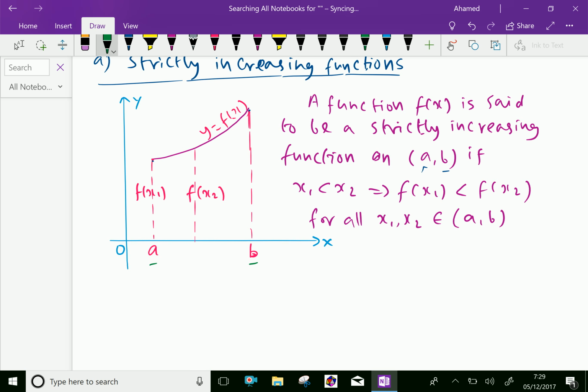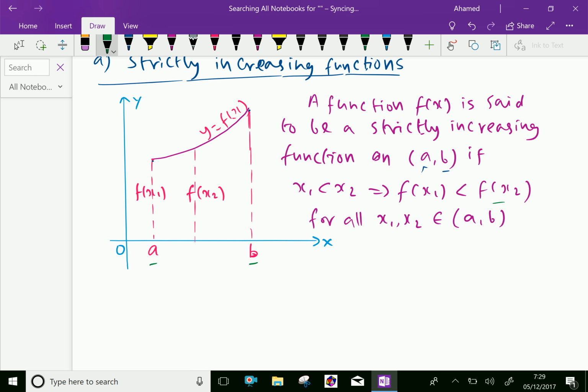In between, we are taking values of x1 and x2, x3, like a lot of values you can take. In that, suppose x1 is lesser than x2, then substitute these values in the function y equal to f of x. If we get f of x1 is lesser than f of x2, then we can say this function is a strictly increasing function.